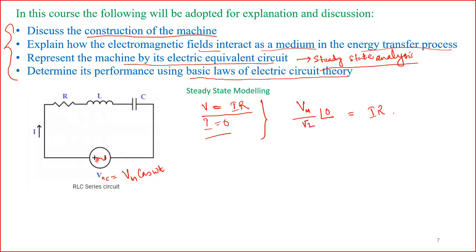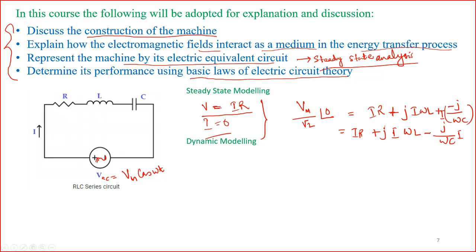plus j omega L into I, plus minus j of omega C into I. Simply applying KVL, I am writing these equations: IR plus j omega L I minus j of omega C I. Okay, so this is under steady state. If I write this equation, it will look like this.